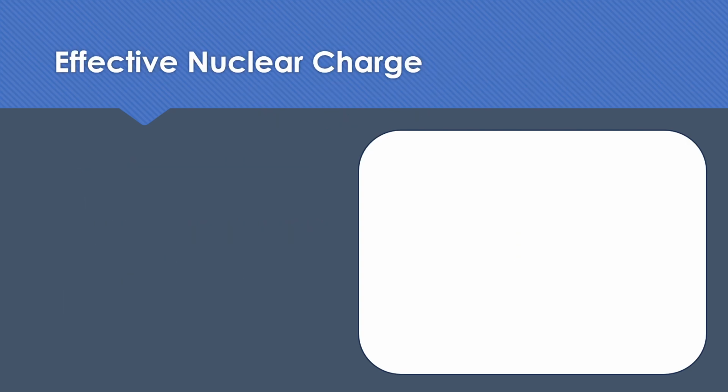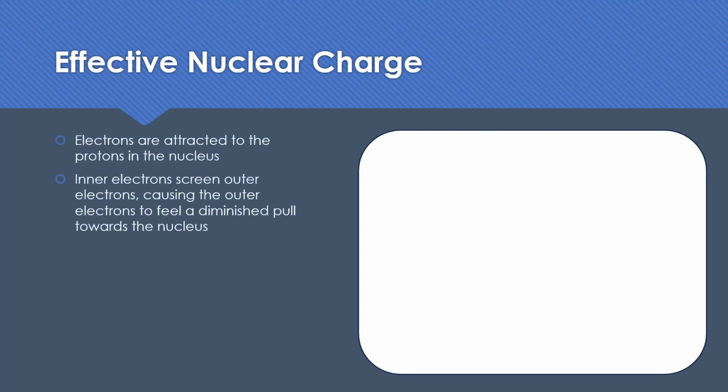The other thing we can deduce from the electron configuration is called the effective nuclear charge. So electrons are attracted to protons in the nucleus, positive and negative charges, but the outer electrons can get blocked by the inner electrons. So when an electron passes in front of another electron, negative charges are repelling. So the further out the electron is, the more diminished the pull towards the nucleus.